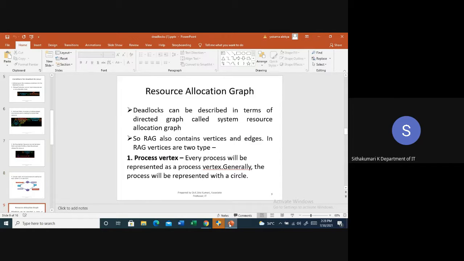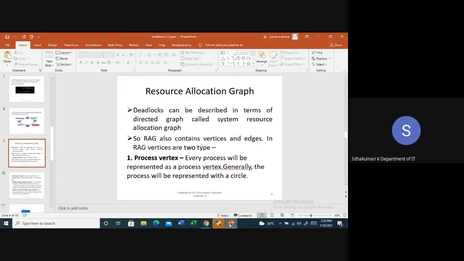If all four conditions are satisfied, then only we say that there is a deadlock. Otherwise, there is no deadlock. If any one of the conditions is violated or fails, we can confidently say that there is no deadlock. All the conditions must be satisfied; then only we can say that it is a deadlock.